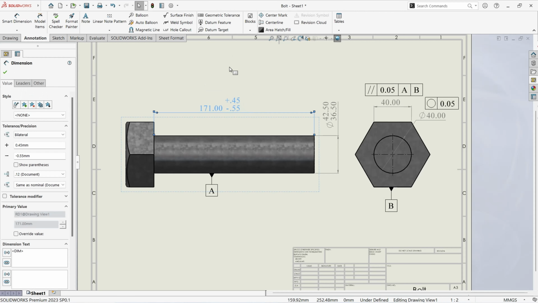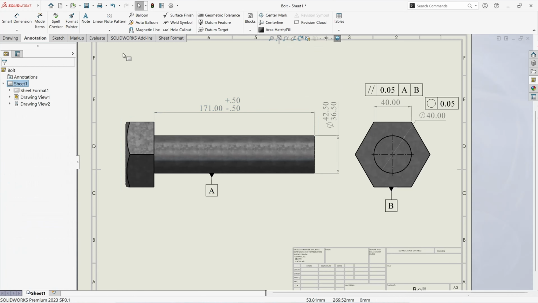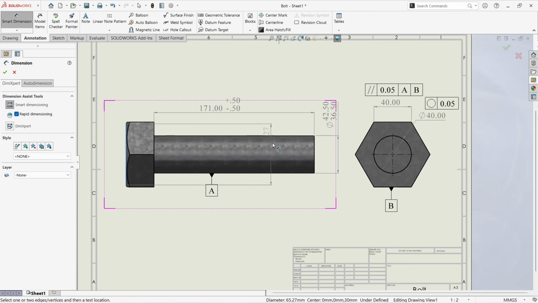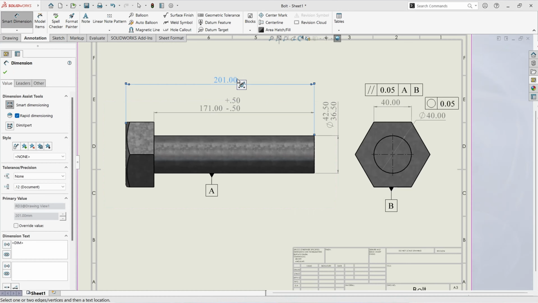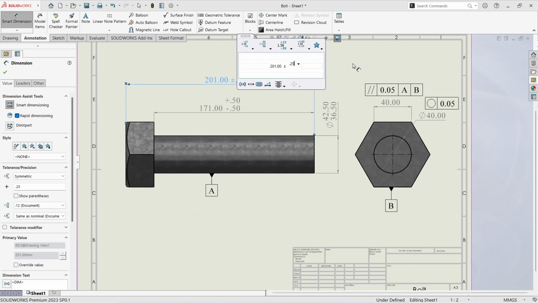4. Tolerance and fits. In engineering drawings, dimensions alone are not enough. You need tolerances to specify how much variation is acceptable in manufacturing. Why? Because no machine produces parts with perfect size. There will always be a slight deviation. Fits define how two parts come together.